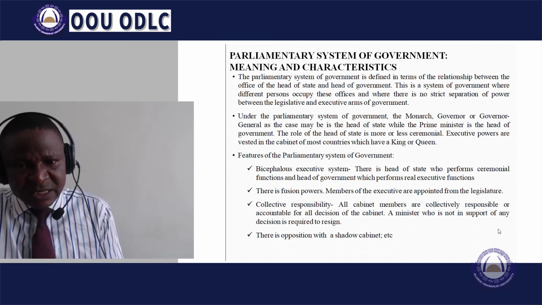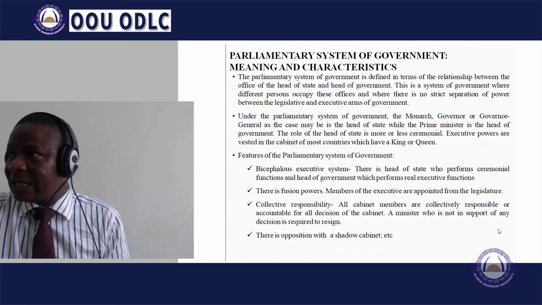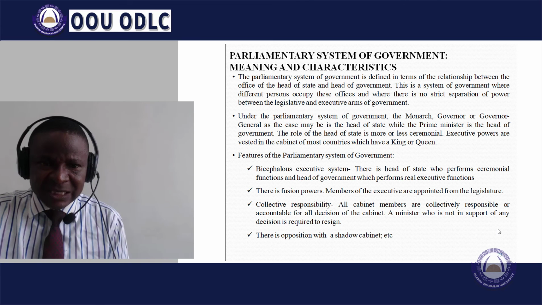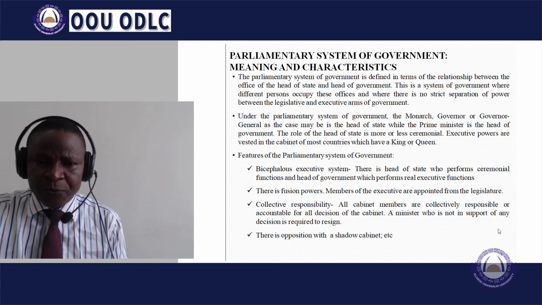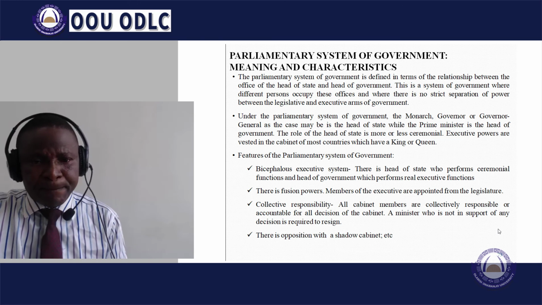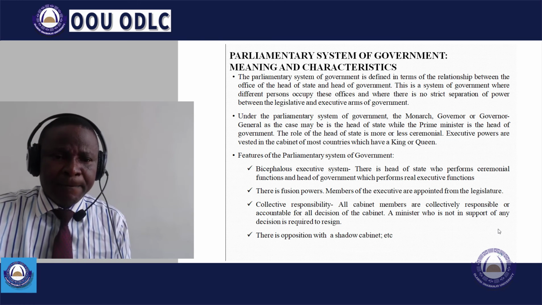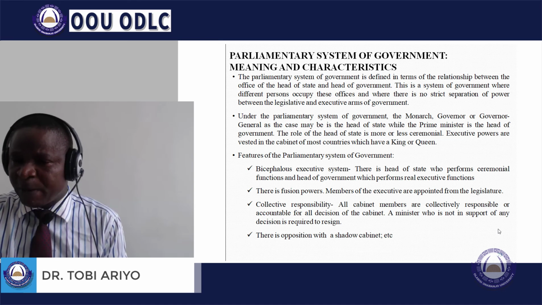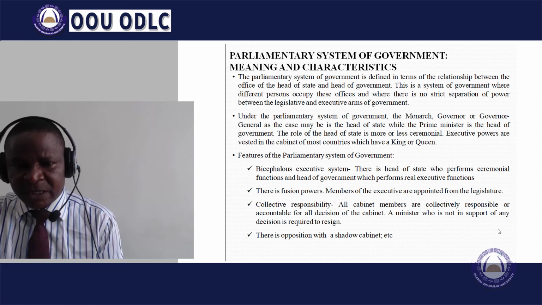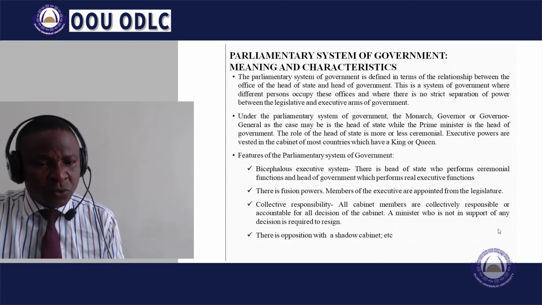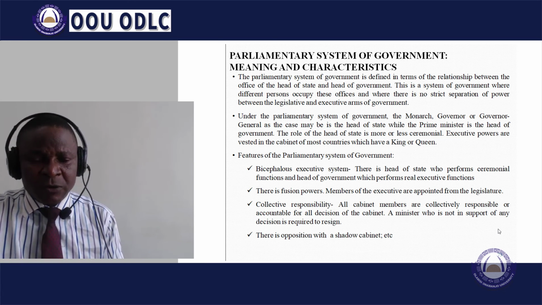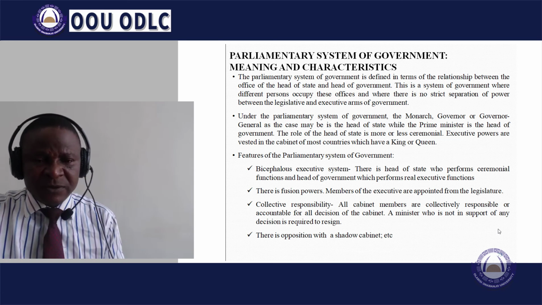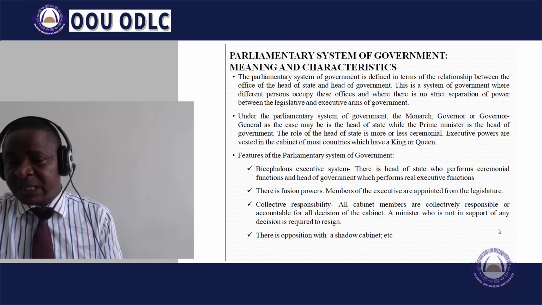The role of the head of state is more or less ceremonial, while the executive powers are vested in the cabinet in most countries. Features of the parliamentary system of government. 1. Bicephalous executive system. There is the head of state who performs ceremonial functions and the head of government who performs real functions. 2. There is fusion of powers. Members of the executive are appointed from the legislature.